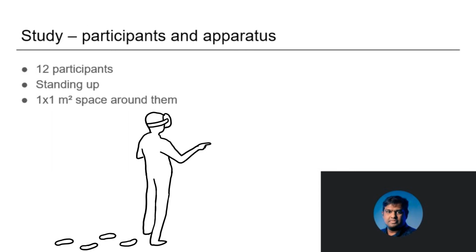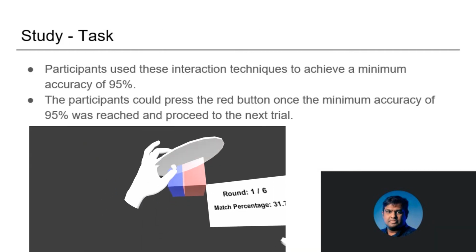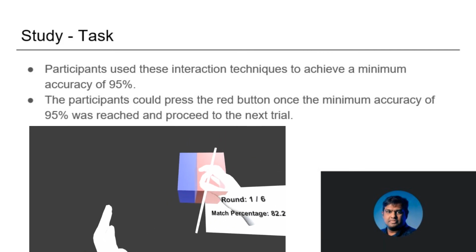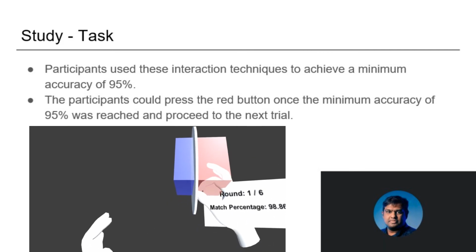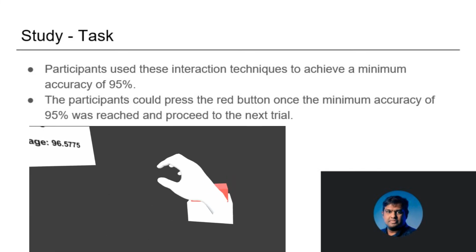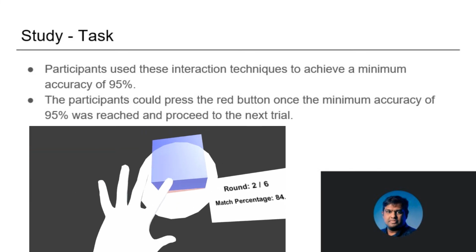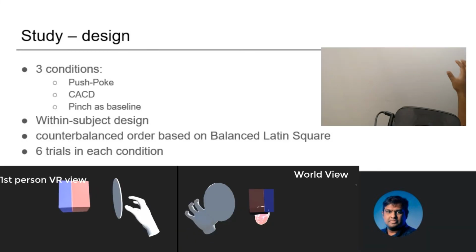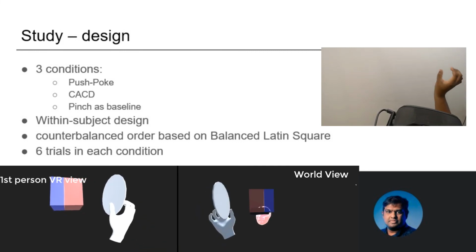To answer these research questions, we evaluated these techniques in a user study. For this study, we recruited 12 participants. The participants were asked to do the study standing up so that they could move around the cube and observe it from different angles if required. The participants had 1 meter square space around them. In this study, participants used these interaction techniques to achieve minimum accuracy of 95%. The participants could press the red button once the minimum accuracy of 95% was reached and proceed to the next trial. In this study, pinch was used as the baseline condition.